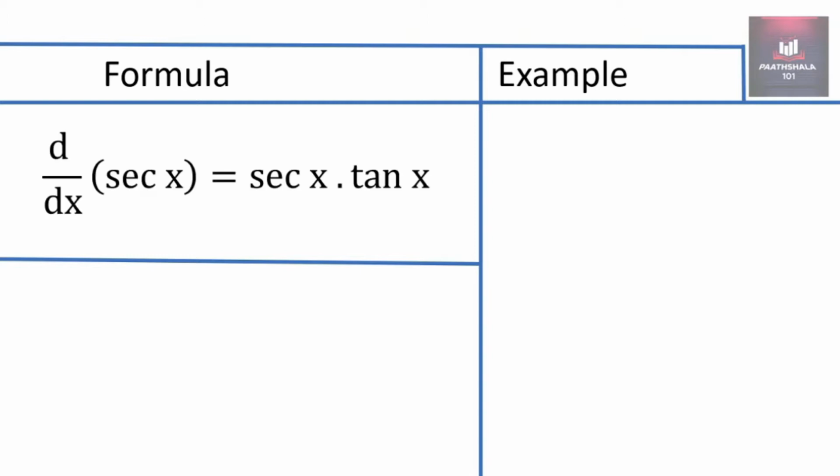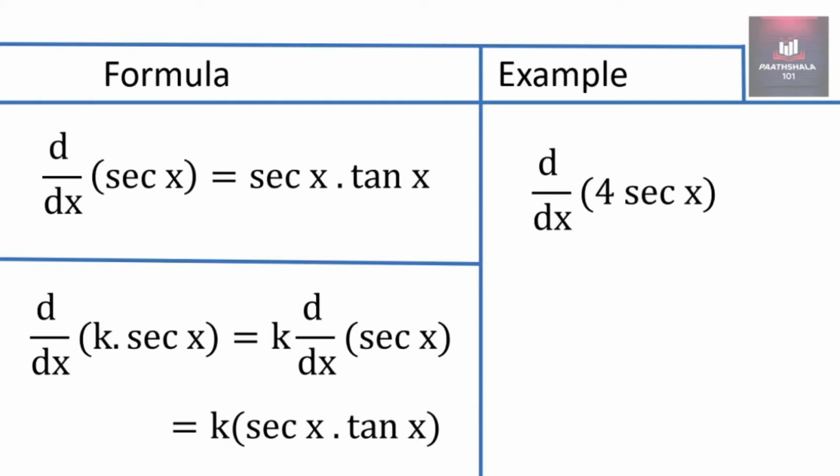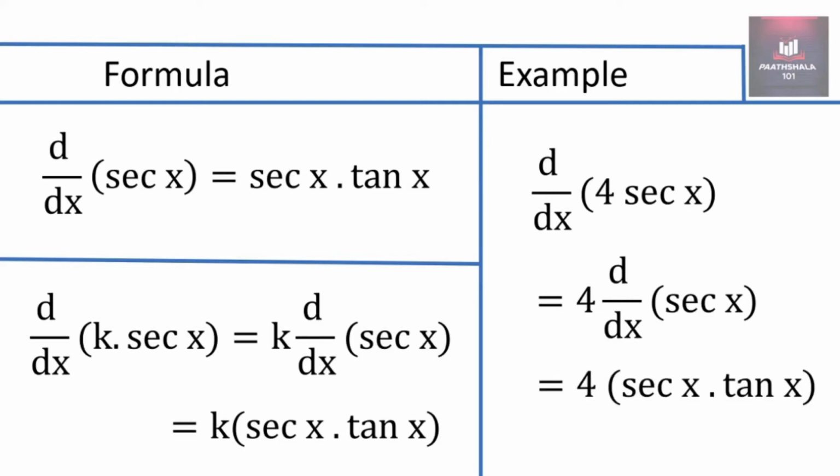Derivative of sec x is sec x into tan x. If there is a constant with sec x, k will come outside, which is a constant, and it will be the derivative of sec x, which comes to k into sec x into tan x. Let's understand this with the help of an example. Suppose we take the derivative of 4 sec x: 4 will come outside and it will be the derivative of sec x, 4 into sec x into tan x, so it will be 4 sec x tan x.